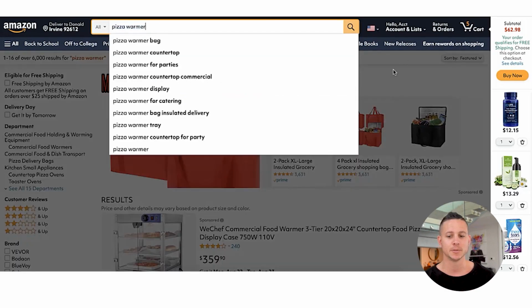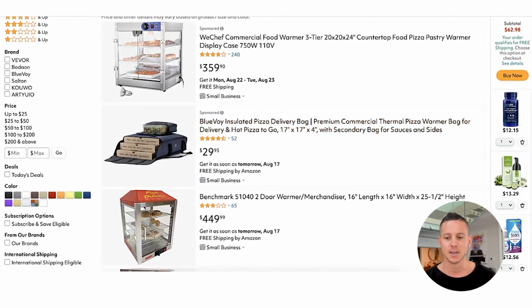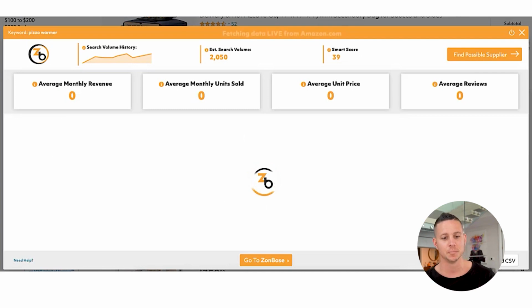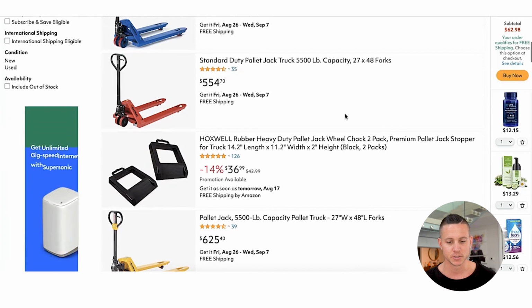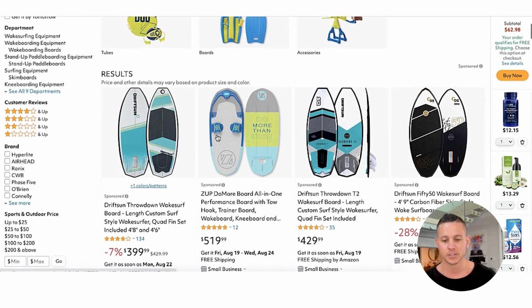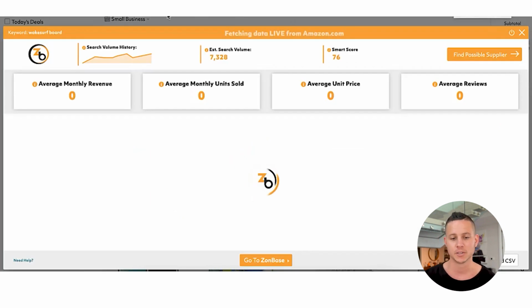search term in the Amazon search bar. What we can see here is a lot of sponsored results, which we like to see. And so what we're gonna do is actually run the handy dandy Chrome extension on Pizza Warmer. We're also gonna come over here. We see 3 different sponsored products, or excuse me, 2. Again, we're gonna run the Chrome extension here. And then here's the Wake surfboards. We see 4 sponsored results here. We see some that are kind of poor reviews, some that are good reviews. We're also gonna run the Zonbase Chrome extension, right?